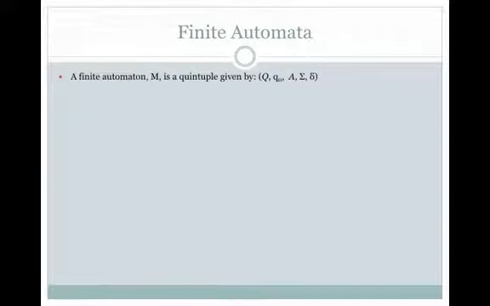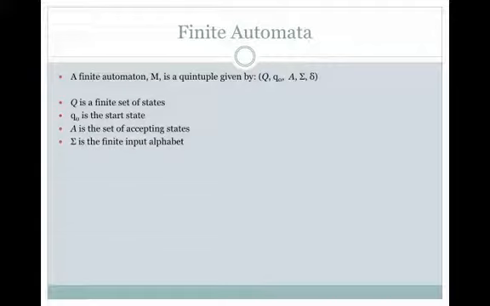Let us first define a finite automata. It is a quintuple defined by Q, which is a finite set of states, Q0, which is a state within Q, that is the starting state, A, which is a set of accepting states, again from within Q, sigma, this is the finite input alphabet, and finally delta, the transition function.